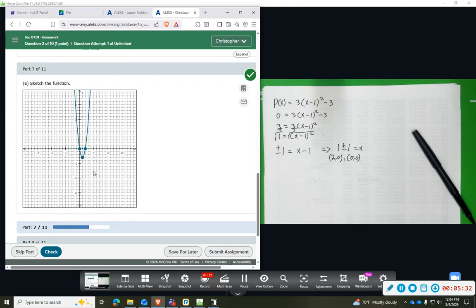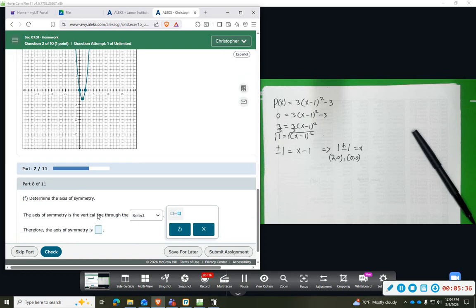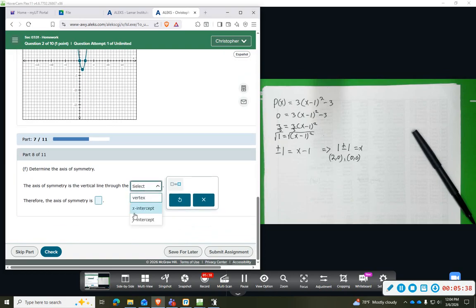The axis of symmetry is the x-coordinate of the vertex, so positive 1. The axis of symmetry is a vertical line that goes through the vertex. And we get that by x equals 1.